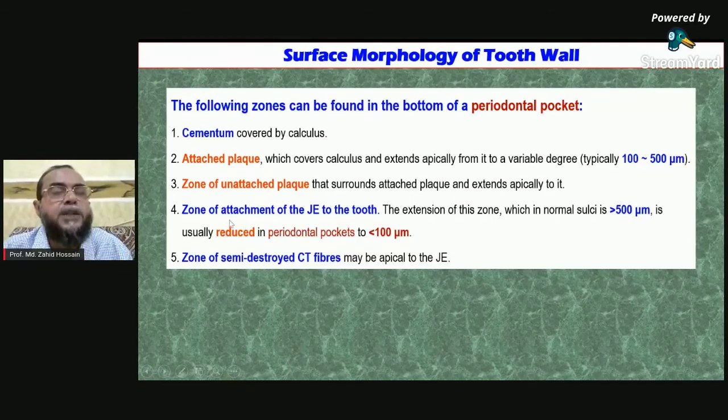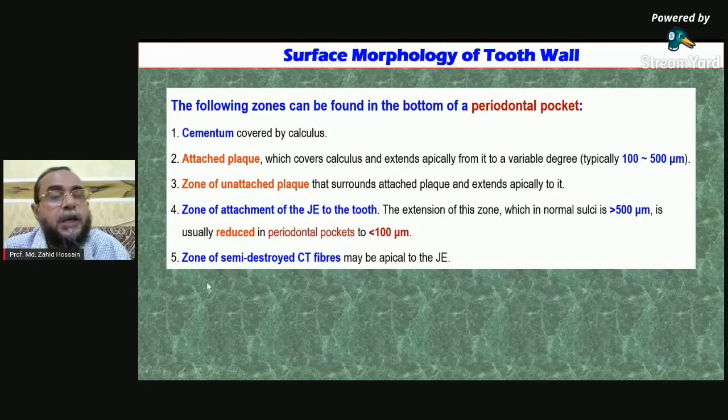Then the zone of attachment of the junction epithelium to the tooth. Junction epithelium will migrate towards the root apex, and you will find it more than 500 micrometers away from the reduced periodontal pocket. As I told you in an earlier slide, the junction epithelium is usually up to 500 micrometers, but in inflammatory conditions the junction epithelium becomes destroyed, so you may find it less than 100 micrometers in width.